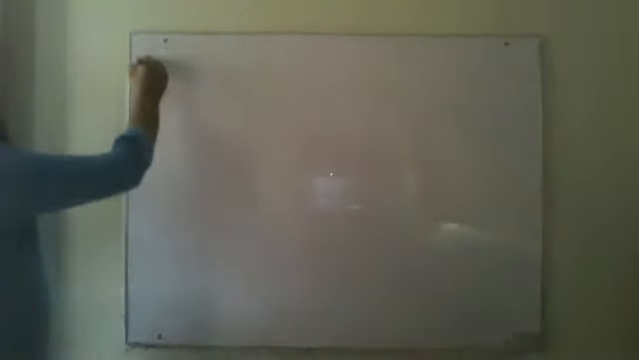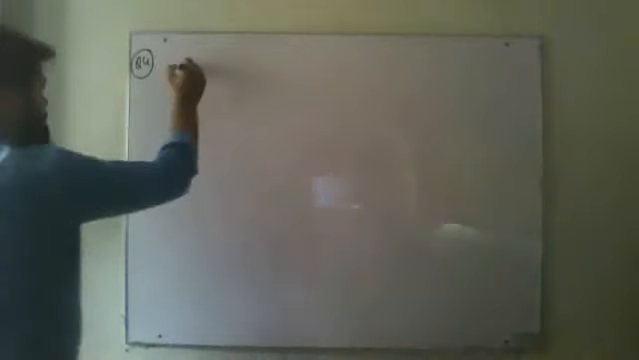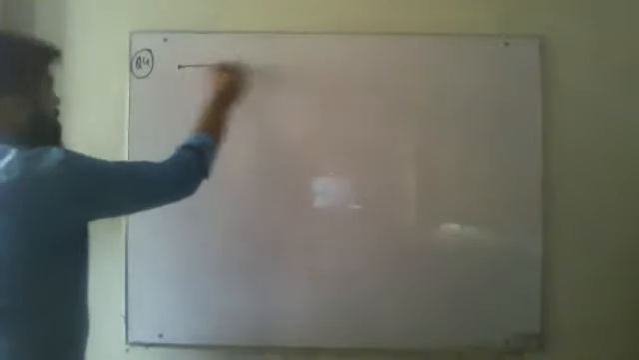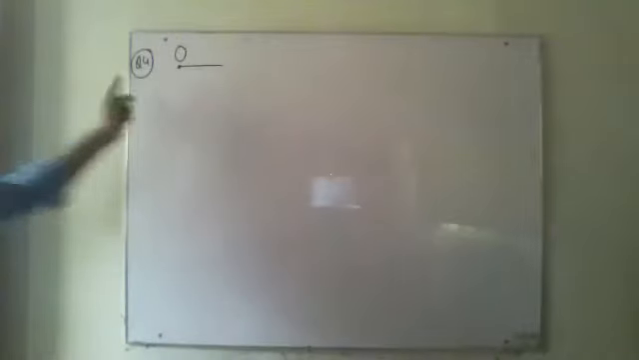A particle P moves in a straight line. Again in question number 4, the displacement of the particle is given from a fixed point O. This is the fixed point O from where we are going to move ahead.